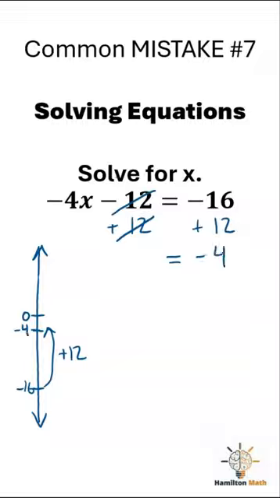So I end up getting negative 4 on the right side and negative 4x on the left side. And what that gives me is, when I divide by negative 4, a correct answer of x equals positive 1.